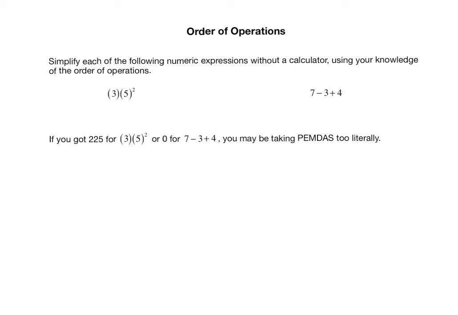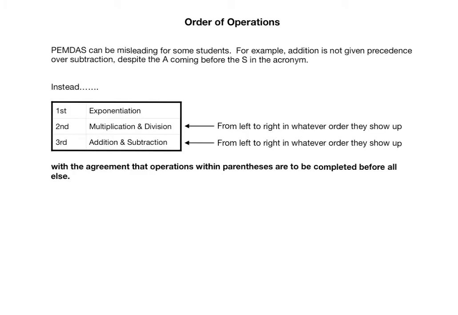For those of you who have heard the acronym PEMDAS, usually the P stands for parentheses, E for exponents, M for multiplication, D for division, A for addition, and S for subtraction. And as was mentioned in the previous slide, this can be misleading for some students. For example, even though the A comes before the S, addition is not given precedence over subtraction in the order of operations, yet it looks like the A comes before the S in the acronym.